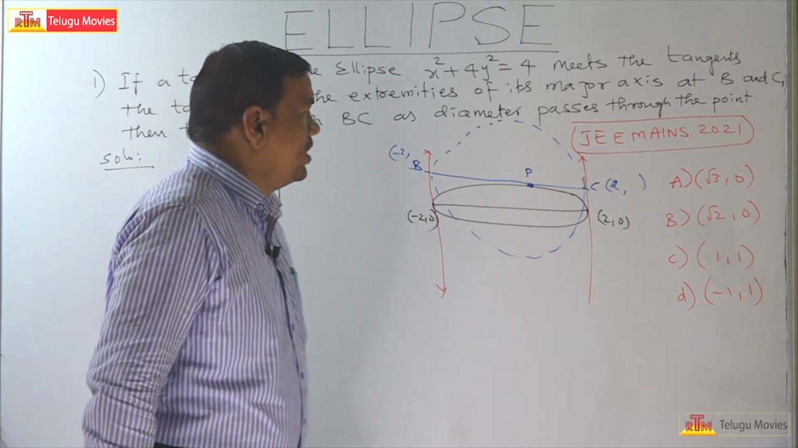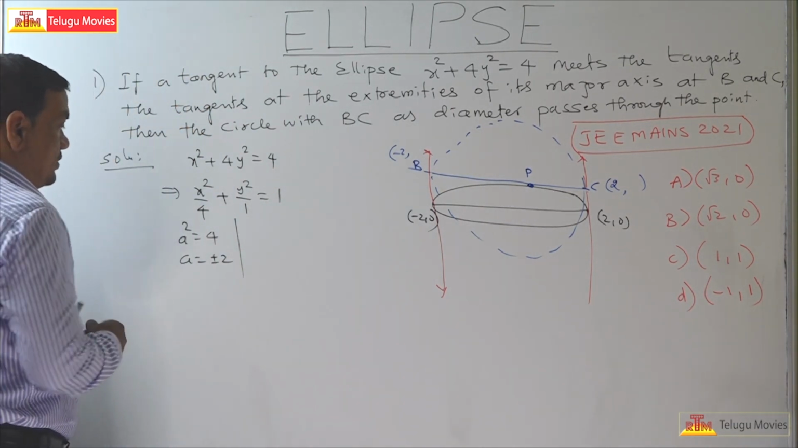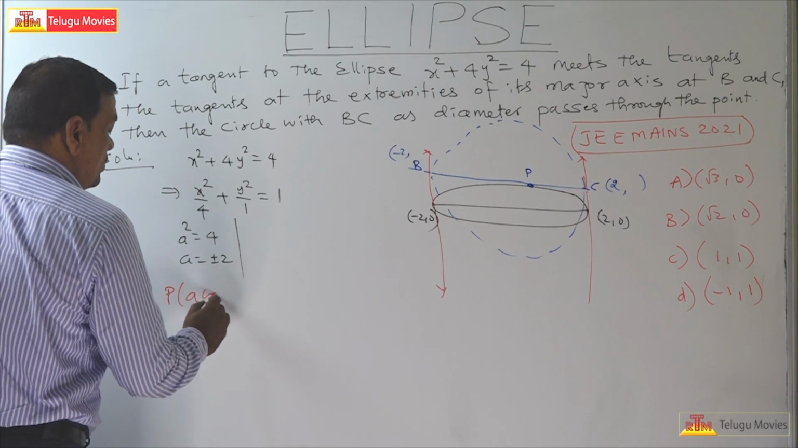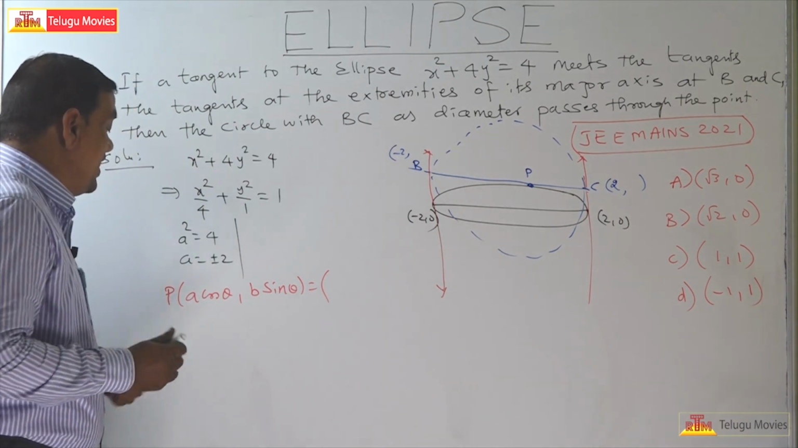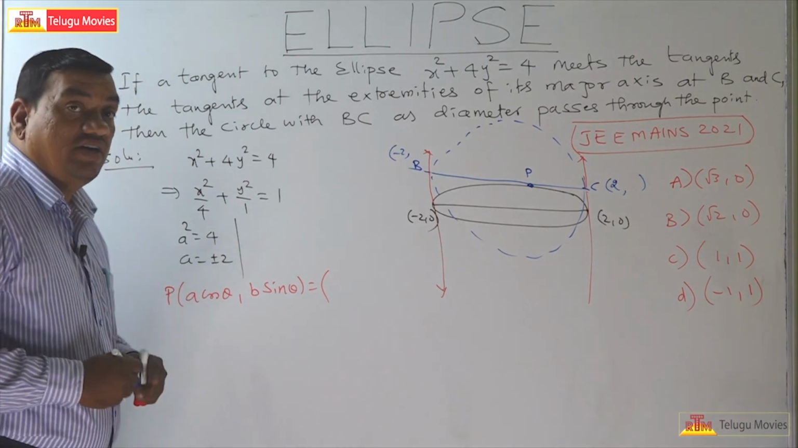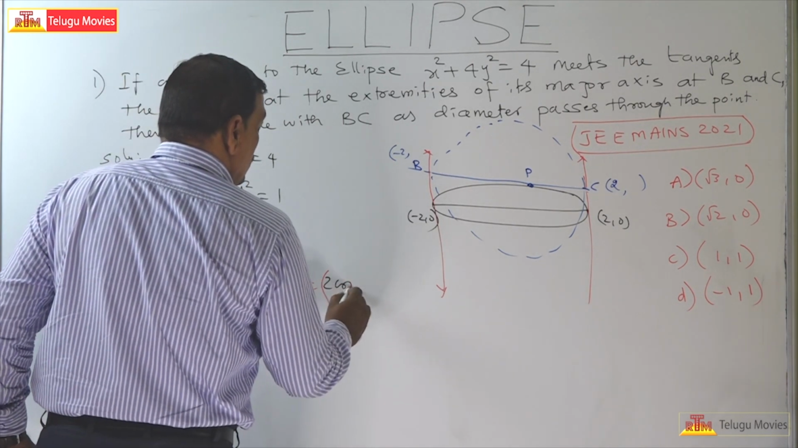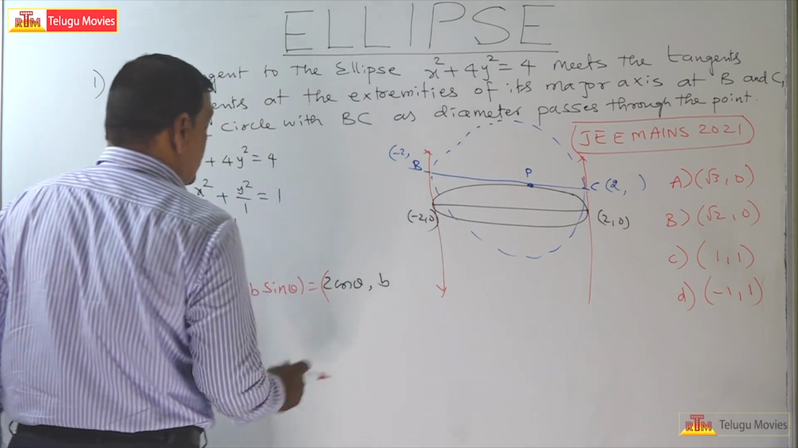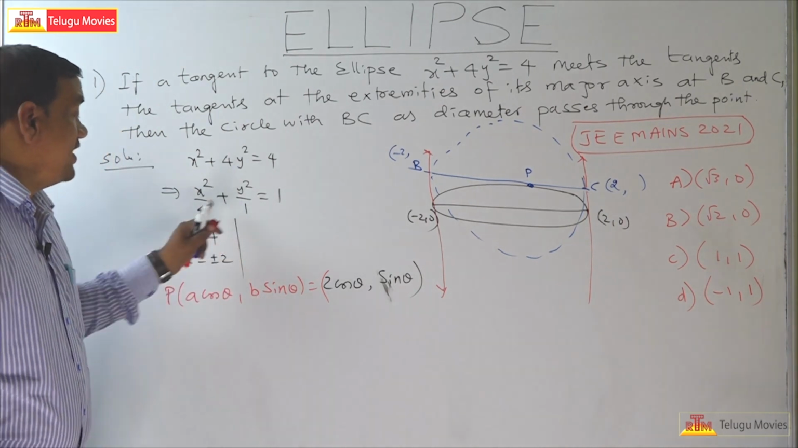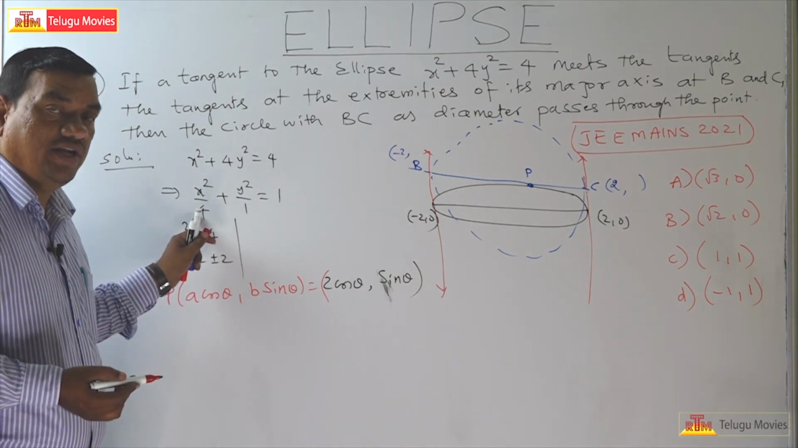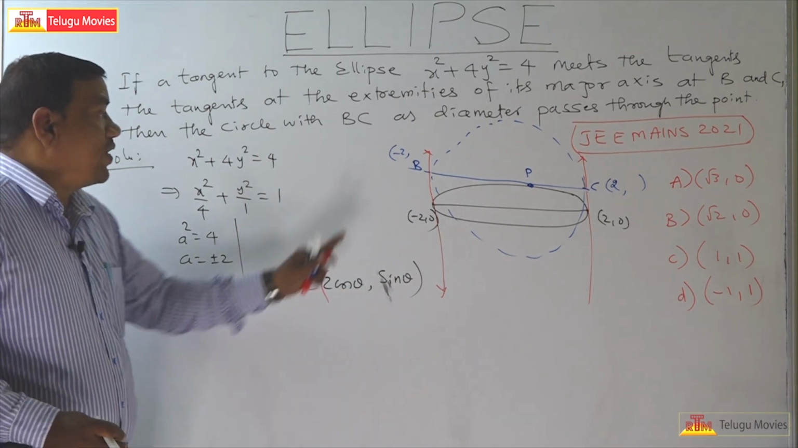Then how to proceed? Now I will take a point P in parametric form: P = (a cos θ, b sin θ). What is your a? a² = 4, here we take only the positive quantity, so a = 2 and b = 1. So P = (2 cos θ, 1 sin θ). Now this is the general point on the ellipse.